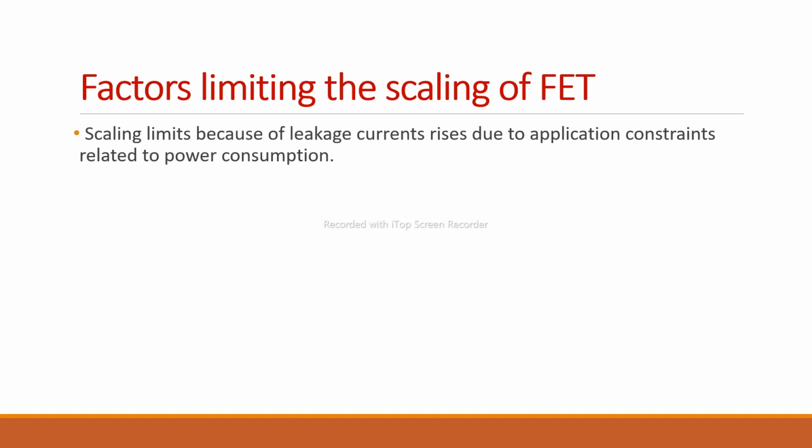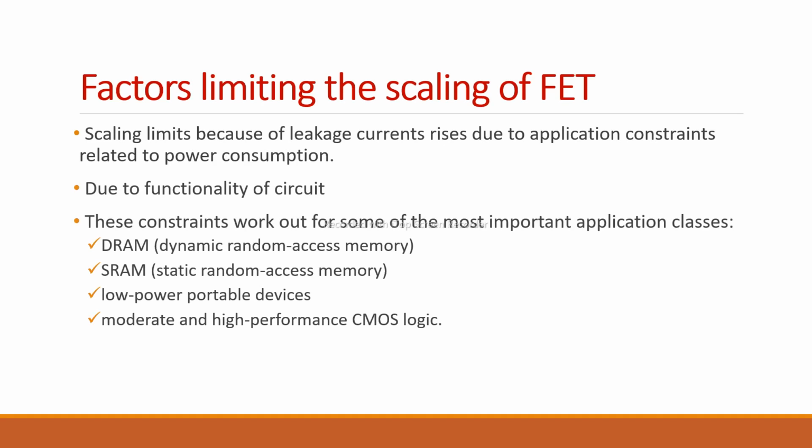So, for limiting the scaling of MOSFET, there were many factors affecting the scaling of the MOSFET. The major two were the leakage current and the tunneling current. The leakage current problem arises because of different applications, because each application requires a different design, due to which power consumption is different, and due to high power consumption, the leakage current problem arises, which was the major factor for limiting the scaling of MOSFET.